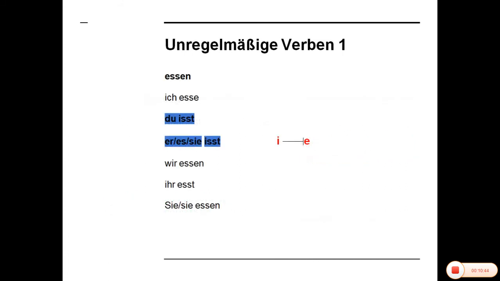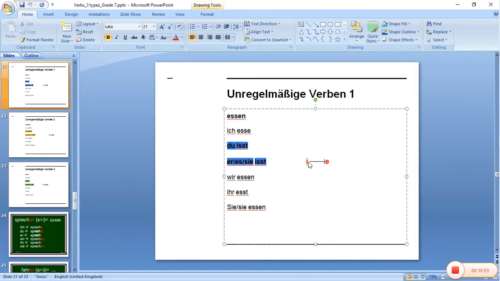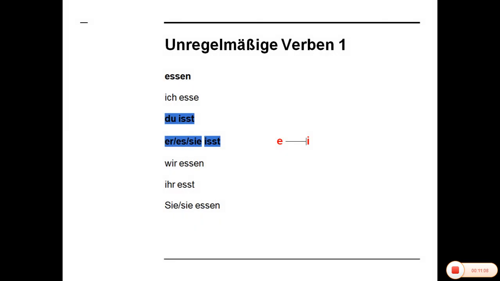For example, the first change that takes place is E changes to I. Yeah, E changes to I. For example, essen. Ich esse. This E is going to change to I in the du form. Du isst, er/sie isst. Once again, wir essen, ihr esst. See, the original is E, so here there is no change. Esst, sie und Sie essen.